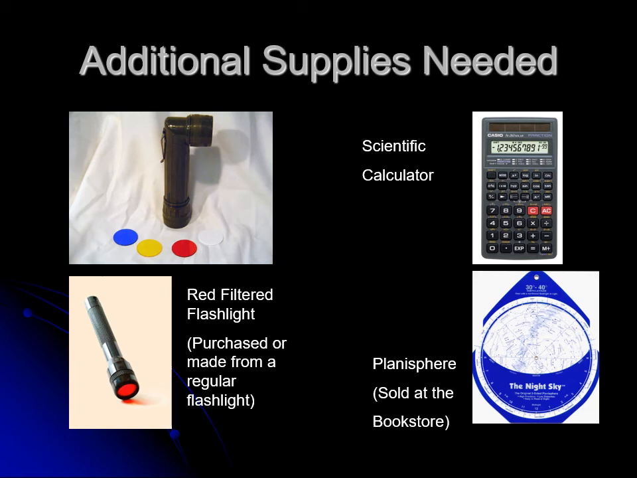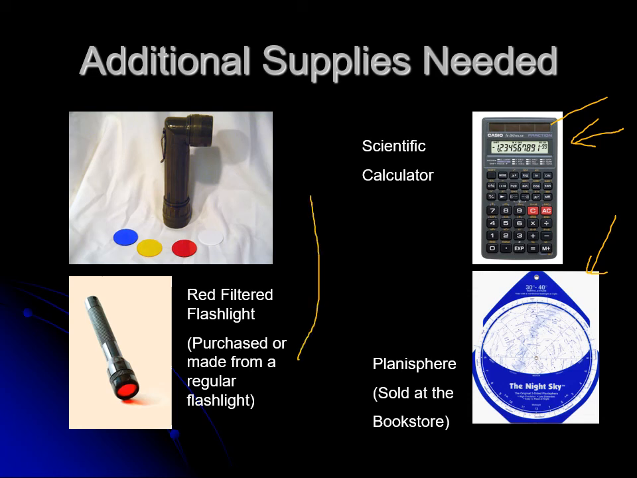Something else you're going to need for the class is the planisphere, or I sometimes call it a star wheel. You can order it online. It tells you where it is in the syllabus. You can buy it from the bookstore. You need a scientific calculator, because it has to do that scientific notation. It doesn't have to be a super fancy calculator. The one I got is about $10. You can get cheaper than that, but I wanted one with a little solar cell so I don't have to keep changing batteries. And you need a red filtered flashlight.